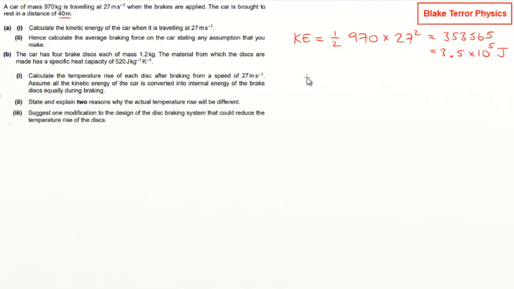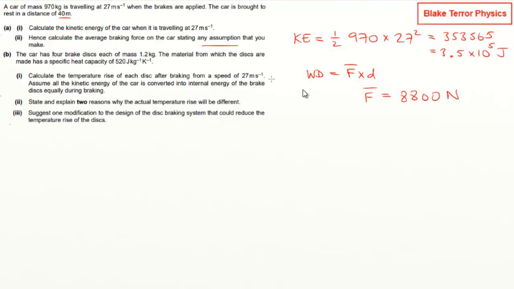Right, so the work done is energy transferred, which is the average force multiplied by the distance. So we need to divide this by 40, because that's the stopping distance, which gives 8,800, give or take, newtons. So the average force is 8,800 newtons.